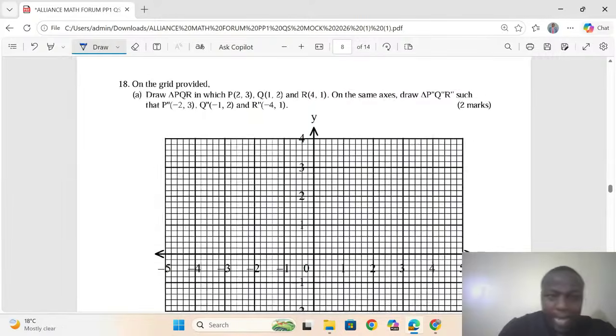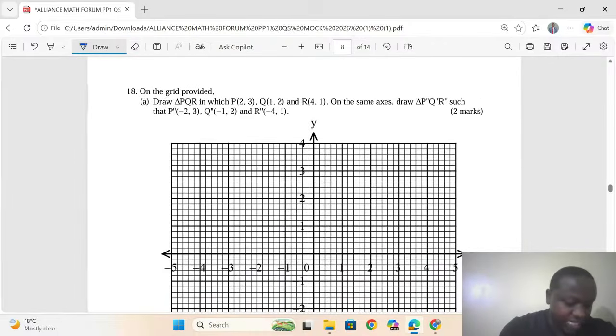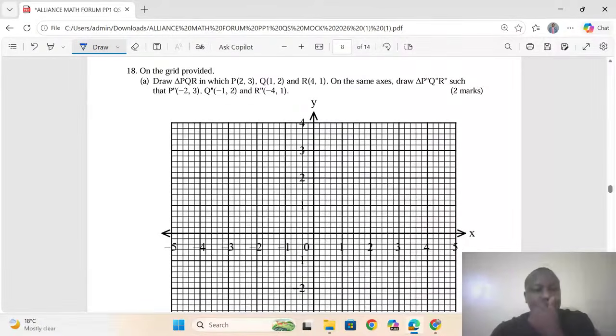So we can check number 18 together. We're being told in number 18 that on the grid provided, draw the triangle PQR in which P is (2, 3), Q is (1, 2), R is (4, 1) on the same axis. Draw the second image such that P double prime is (-2, 3), Q double prime is (-1, 2), and R double prime is (-4, 1). Can we draw the two triangles?